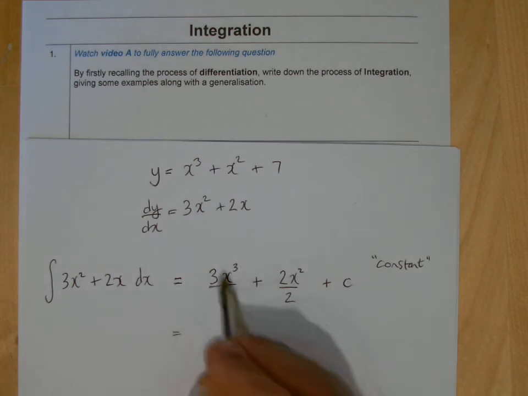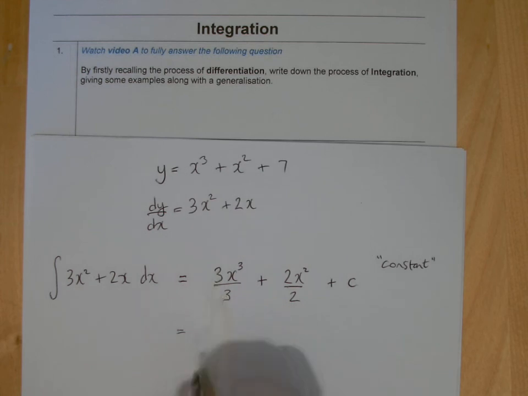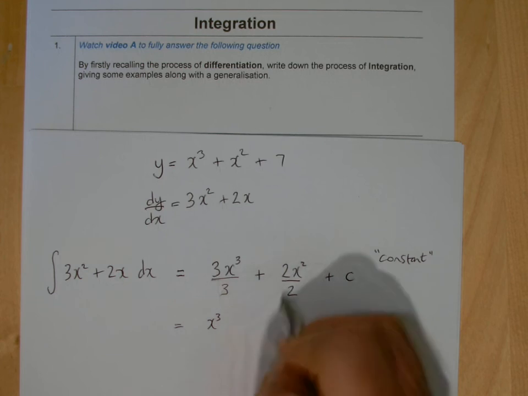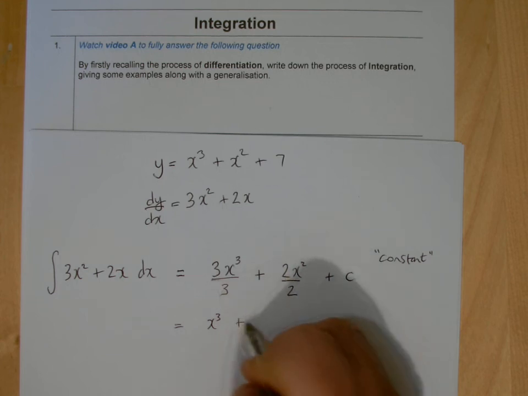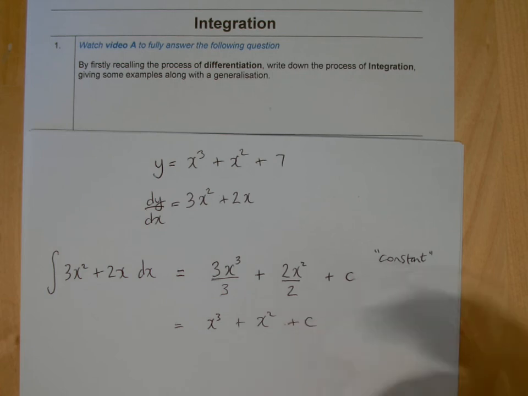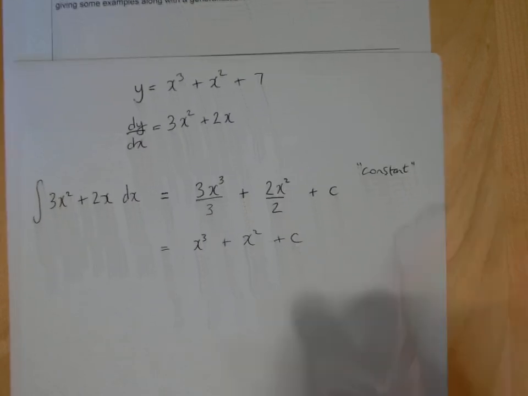And what you'll find as well is that we can simplify this, and we get this then. So 3 divided by 3 is 1, so you get 1x cubed. 2 divided by 2 is 1, so you get 1x squared. And then you've got that c on the end, okay, which we know in this case is 7. Okay, let's look at a second example.